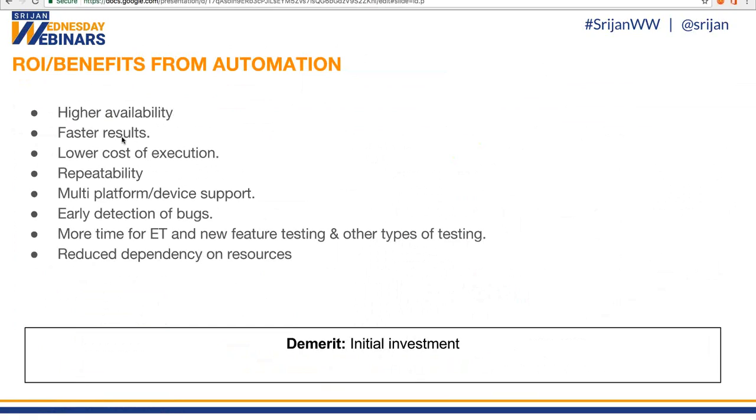And if the same kind of things need to be done manually, it will take a lot of time to execute all the cases on different permutations and combinations of devices and platforms. Again, it gives us early detection of bugs. And the next point is very important: more time for ET. ET is exploratory testing and the new feature testing and other types of testing.